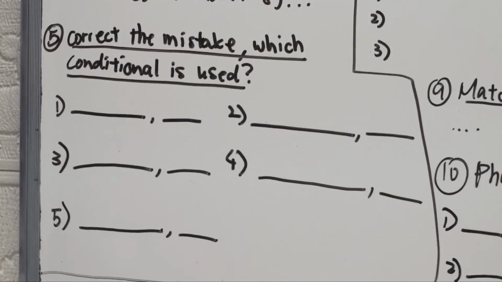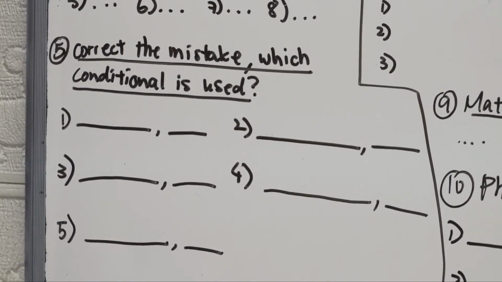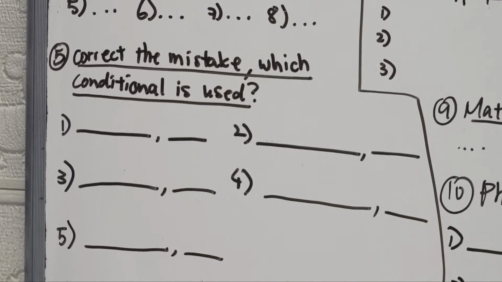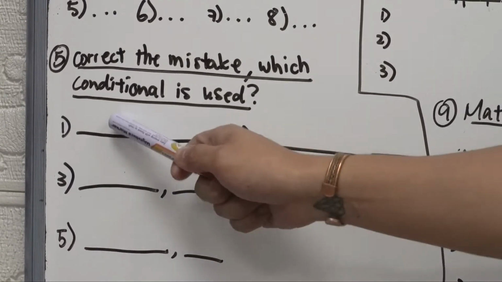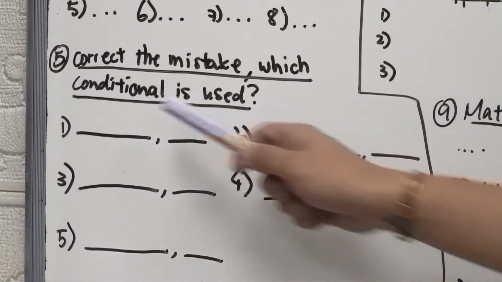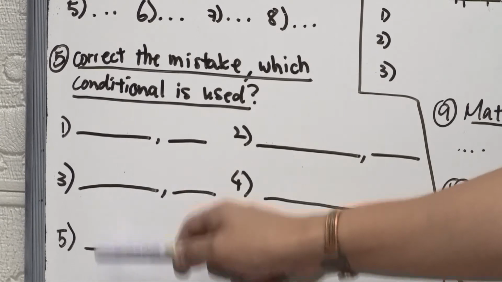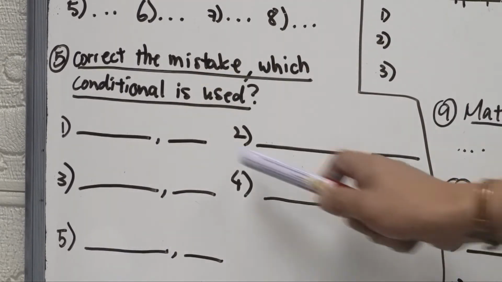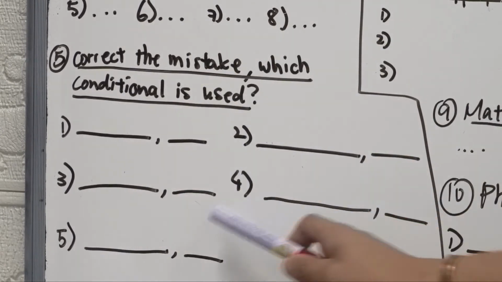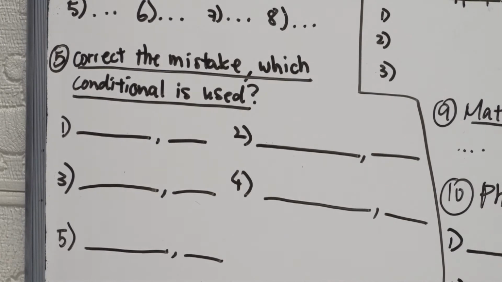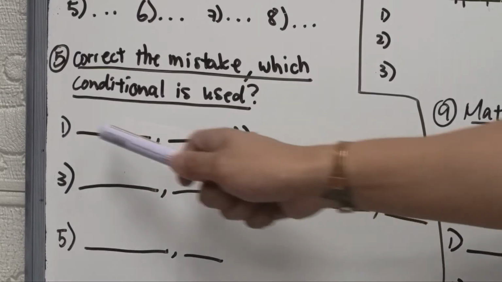So correct the mistake. And then you tell me which conditional is used. Is it type 1, type 2? So in each sentence, right, 1, 2, 3, 4, and 5, we have to change something about the sentence. There's something wrong. And then you tell me which type of condition we used. Conditional type 1 or type 2 or type 3.